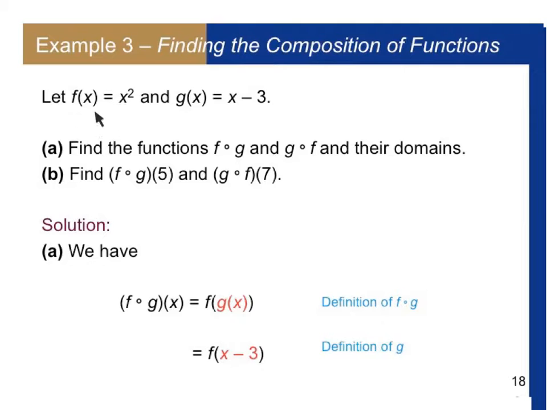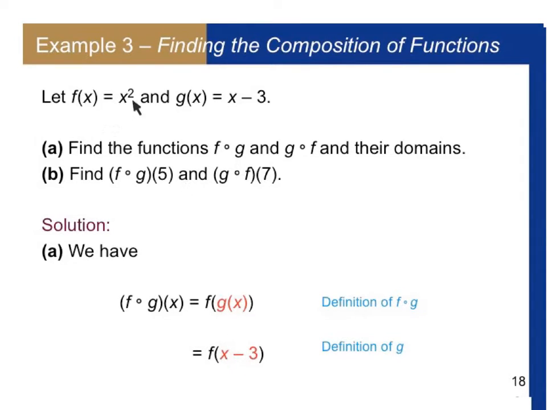Okay, so let's look at an example where f of x is x squared and g of x is x minus 3. Let's find f of g and g of f, and their domains. So f of g of x is f of g of x. We can write with parentheses. So we're going to put g of x first. Remember g of x is x minus 3. So that's just f of x minus 3.